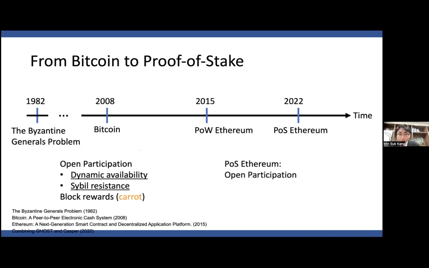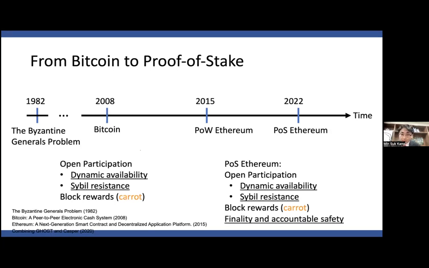Proof of stake Ethereum also provides open participation, which is very important for this large ecosystem, because anyone can validate it. So you don't have to trust a small number of people there. It provides dynamic availability, just the same way Bitcoin does, and Sybil resistance as well. It also provides block rewards, like a carrot. It also provides finality and accountable safety. So these are the things that are added to proof of stake Ethereum. We'll see what those are, why they are really cool, and whether there are any concerns about them.